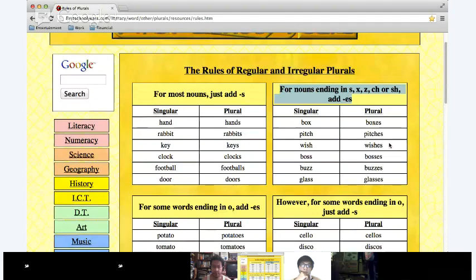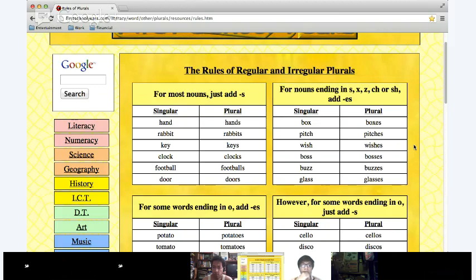For nouns ending in S, X, Z, CH or SH, we add ES at the end, like box, boxes, beach, peach, peaches, wish, wishes, boss, bosses, buzz, buzzes, glass, glasses.